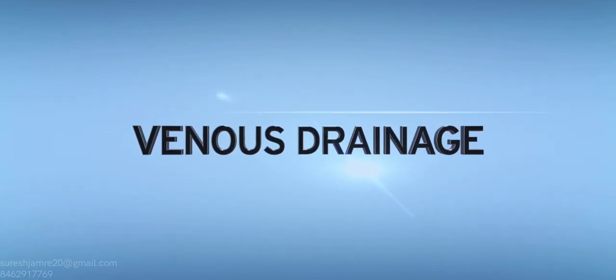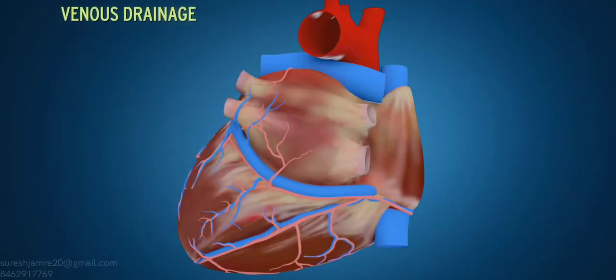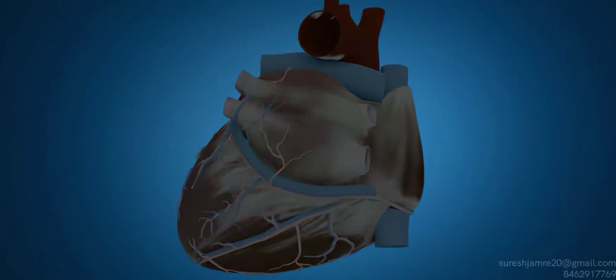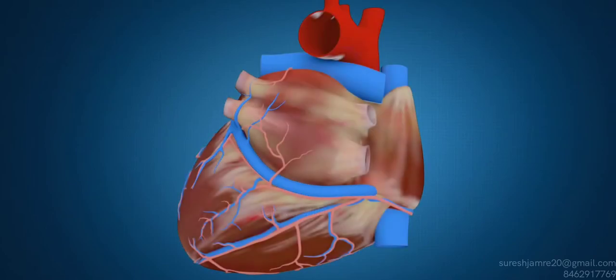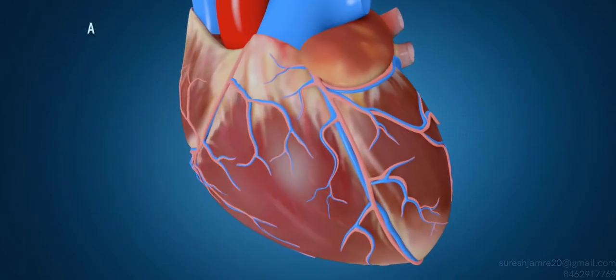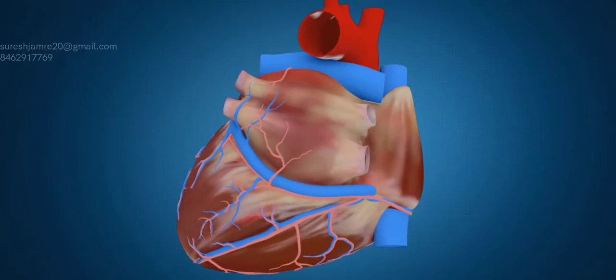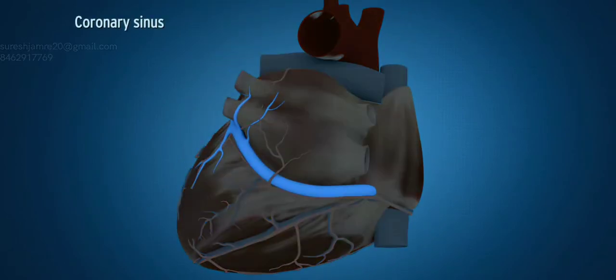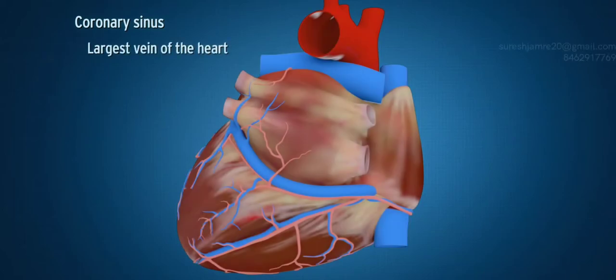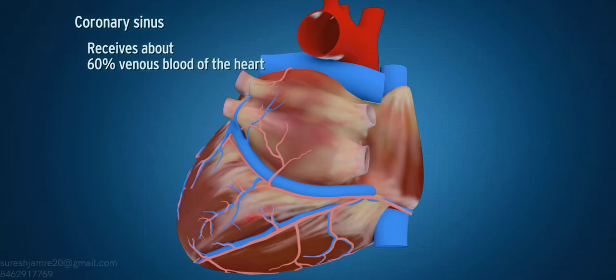Venous drainage. Venous blood from the heart is drained into the right atrium via the coronary sinus, anterior cardiac veins and venae cordis minimae. Coronary sinus. It is the largest vein of the heart and lies in the posterior part of the atrioventricular groove. The coronary sinus receives about 60% of the venous blood of the heart.